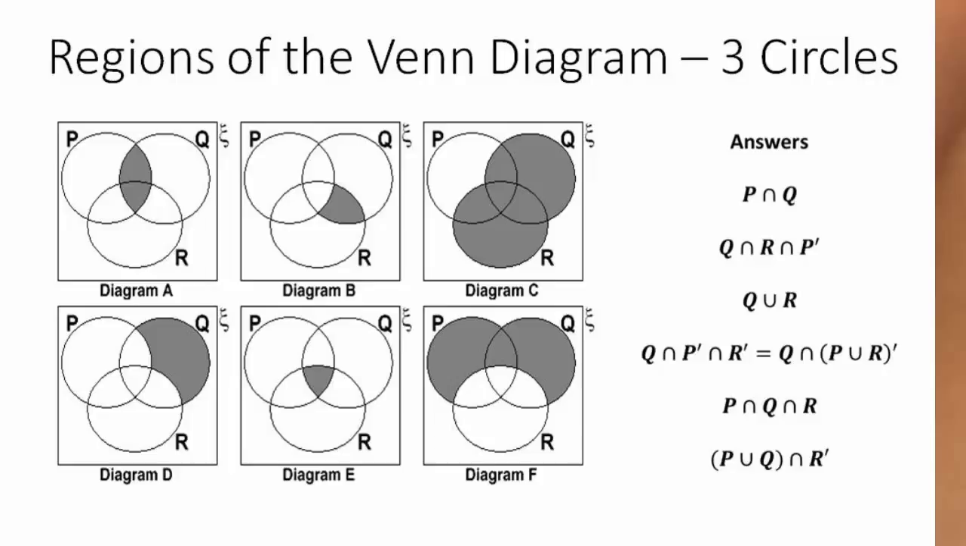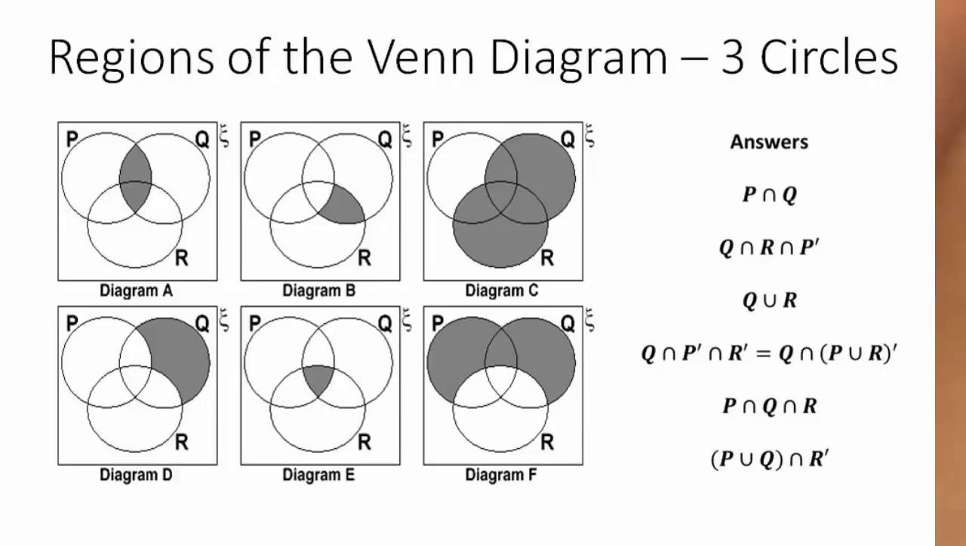Diagram D is everything which is in Q but not in P or R. Now there's 2 ways of writing this down. I would put it as Q and not P and not R, but I would like to quickly use De Morgan's laws and point out that's exactly the same as writing Q and not (P or R). Yeah, because De Morgan's laws say that not P and not R is the same as not (P or R). And that's the answer to diagram D. Diagram E is a bit nicer. It's where we've got P and Q and R.